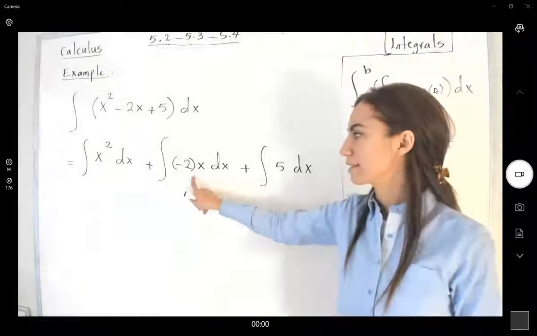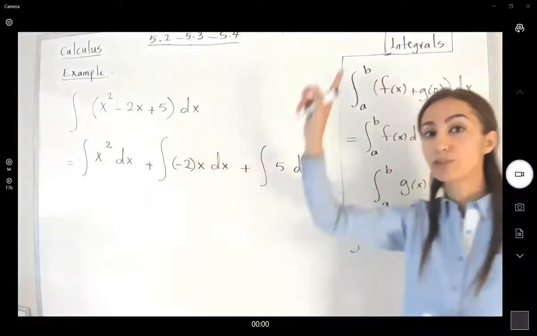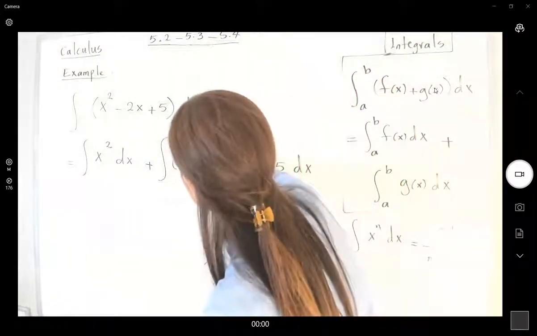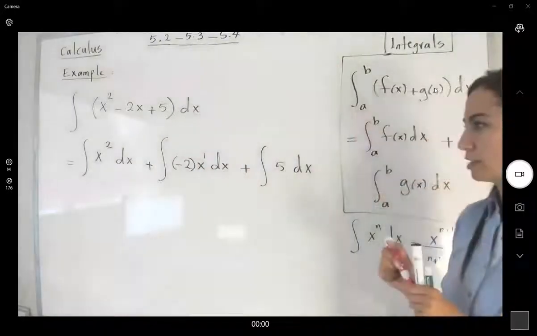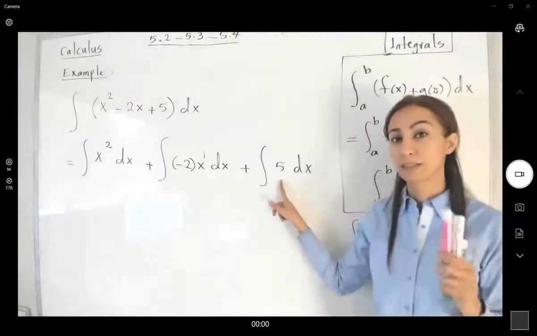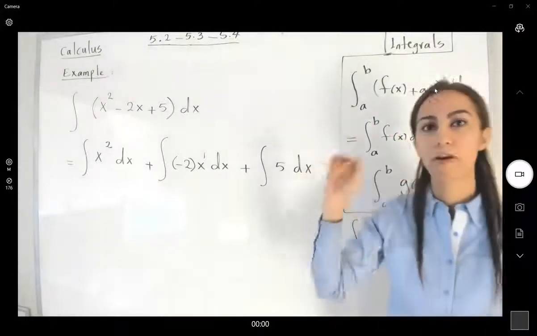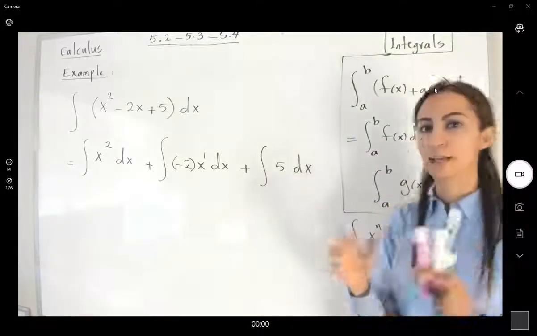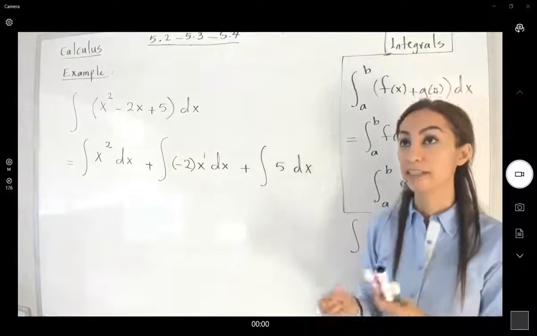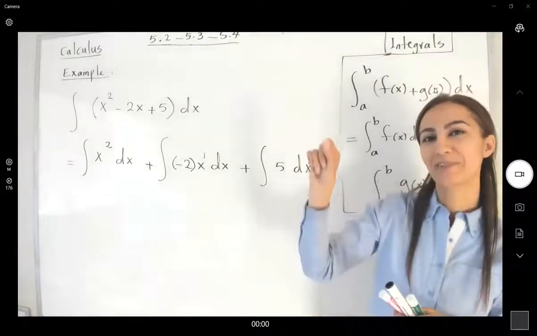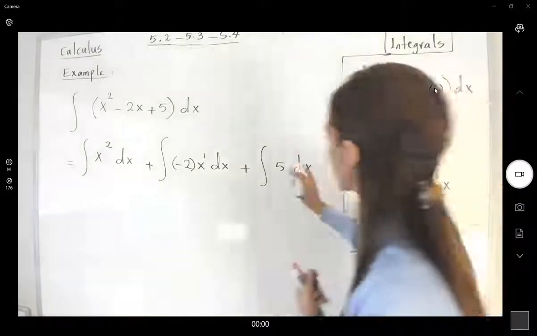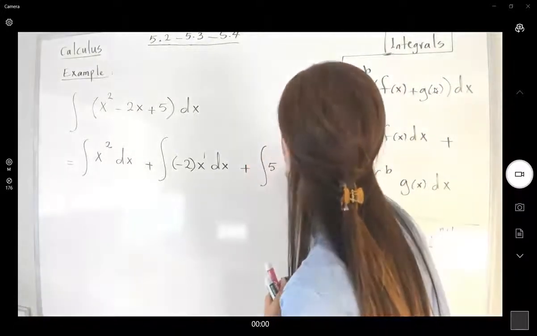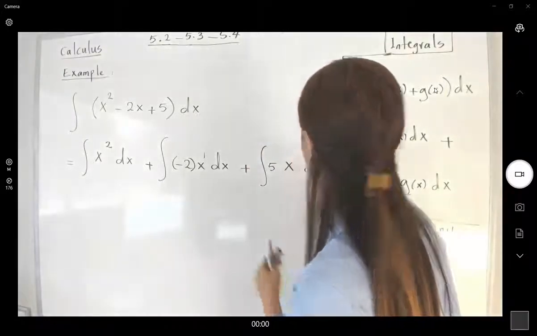This is not that easy because I have x raised to the first power. Remember that invisible exponent, it means that you have 1. This might be a little bit confusing because you only have 5. When you only have a constant like 5 and you don't see any variable, it means that that variable is raised to the 0 power. So you can write this as 5 times x to the power 0 dx.